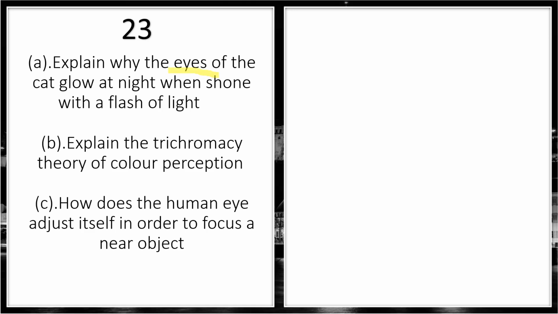Explain why the eye of the cat glows at night when shone with a flash of light. Part B. Explain the trichromacy theory of color perception. Part C. How does the human eye adjust itself in order to focus a near object?